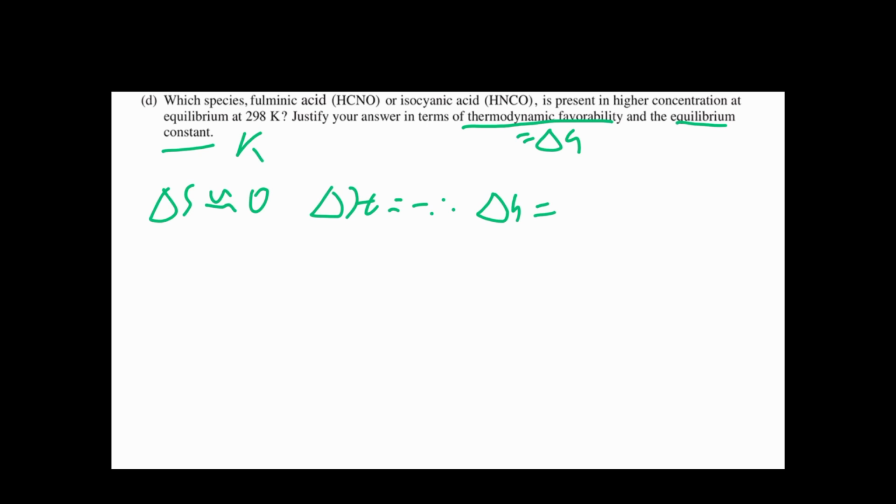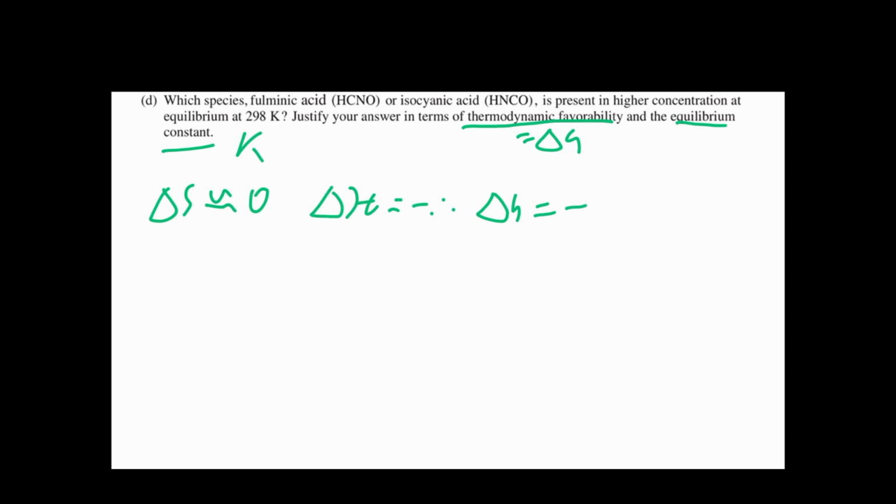For this question, we see that they ask about thermodynamic favorability, which is delta G, and the equilibrium constant, which is K. We know that entropy, which is S, pretty much equals 0, and we know that our delta H is negative. Therefore, delta G will also be negative.